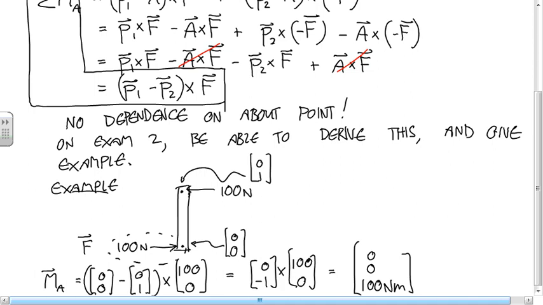So now I just want to show you how to put that in the table that we've been using, how that comes up in rigid body problems.